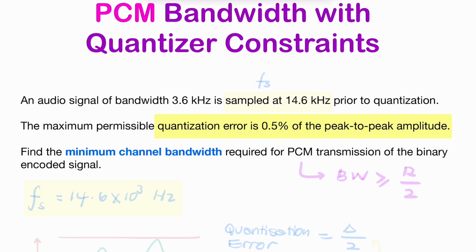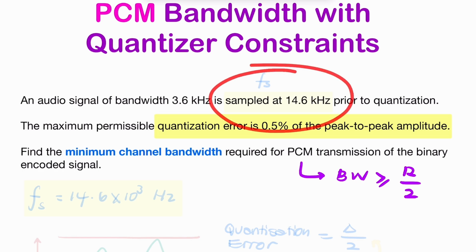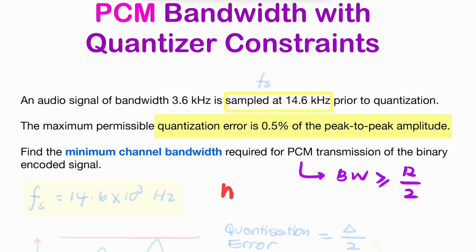So the bandwidth, or PCM bandwidth, is at best half the bit rate. So our problem really is finding the bit rate. The bit rate is going to be a function of two things: the sample rate, which we're given here, and the bit depth. And we're given information about that, but we're not actually explicitly told what that is.